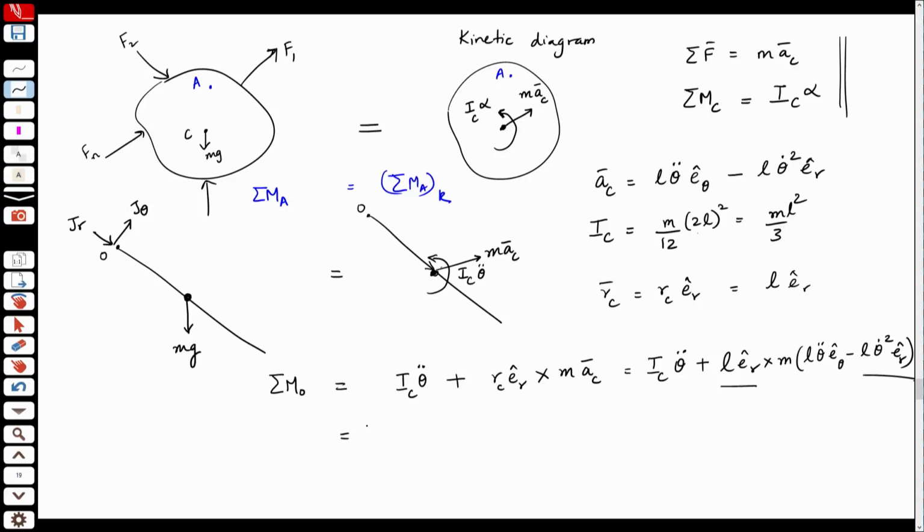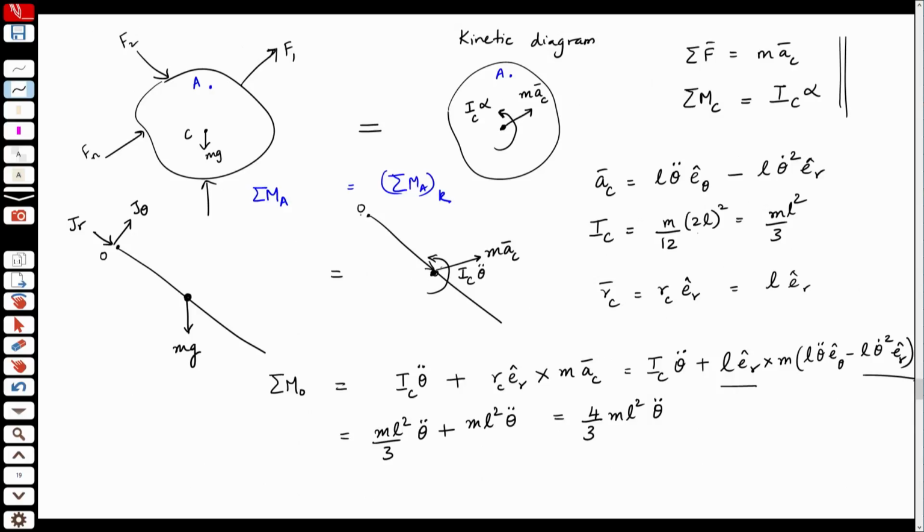Okay. So, it is the same thing as saying the radial contribution does not contribute to the moment about O. So, I get I_C is m L squared by 3 theta double dot plus I get m L squared theta double dot from this product. The only thing that remains is m L squared theta double dot. So, this is equal to 4 by 3 m L squared theta double dot.